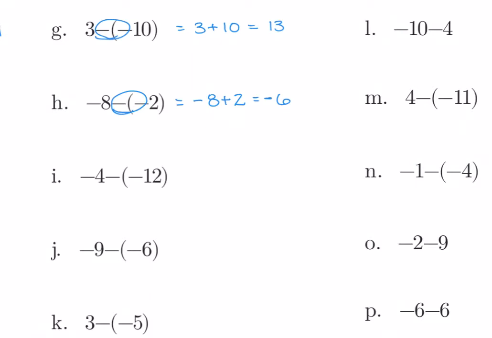Example I. Same thing. I'm going to take my minus negative 12, and I'm going to rewrite it as plus positive 12. Do we have same signs or different signs? This is negative 4 and positive 12, so we have different signs. If they have different signs, remember we subtract and keep the sign of the larger number. Since 12 is larger and it's positive, our answer will be positive.